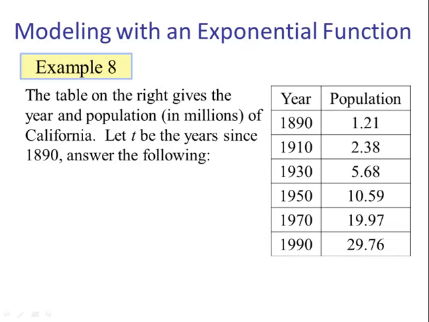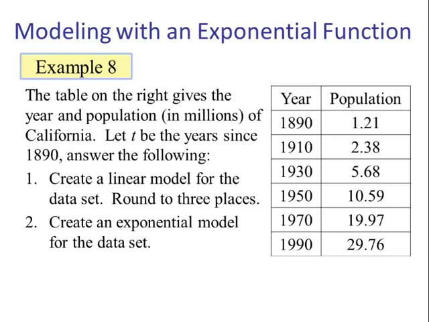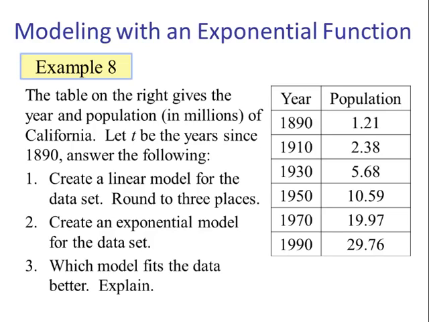Example 8. The table on the right gives the year and the population in millions of California. Let T be the year since 1890 and answer the following. Number 1. Create a linear model for the data set, round to 3 decimal places. Number 2. Create an exponential model for the data set. Number 3. Which model fits the data better?